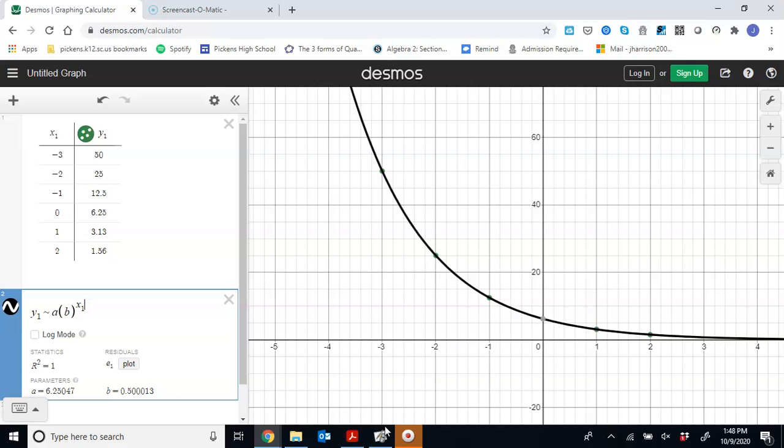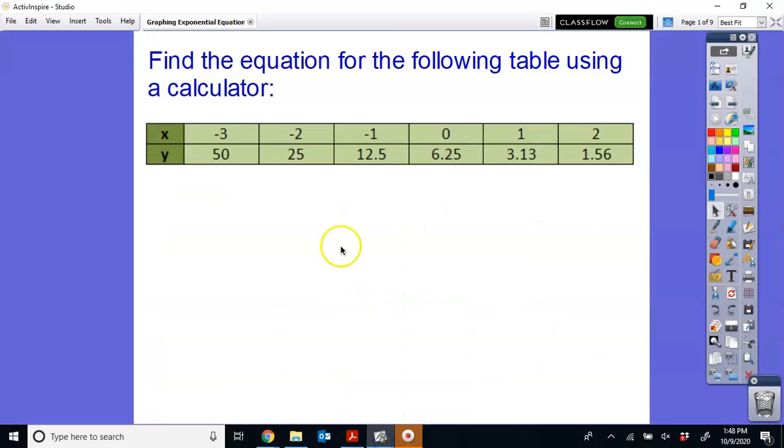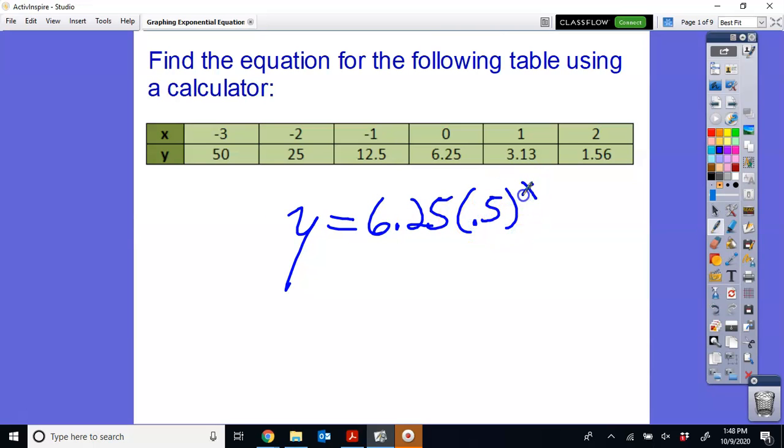You have your a of 6.25 and your b of 0.500013 right there. So essentially your equation for this is y equals 6.25 times 0.5 raised to the x. So this one is cutting in half every time. That means this is a 50% decay. Notice I know that because it's going down, number one, and because this number right here inside the parentheses is less than 1. We talked about that in the video last time as well.